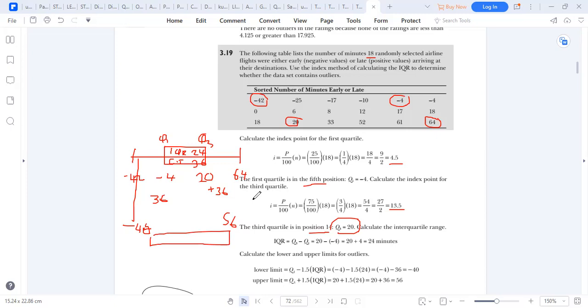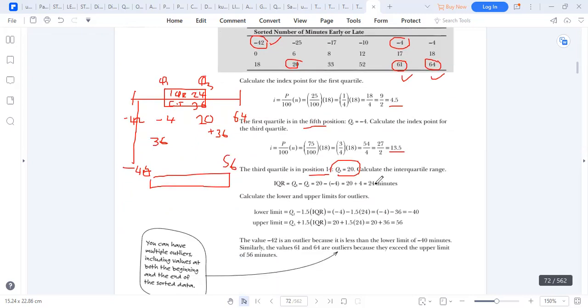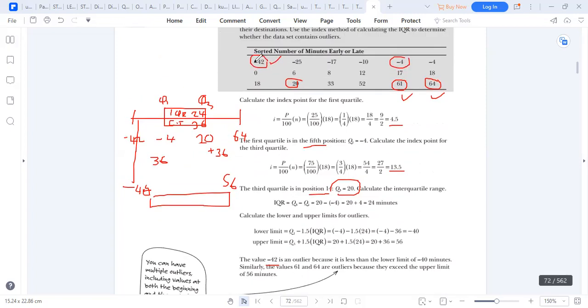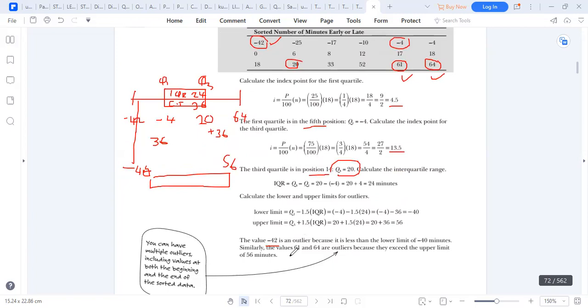61 and 64. Sure. Only? Which one are out? Yes, outside. Okay, it's negative 42 that is outside, 61 and 64. So you're going to have 3 outliers. We can see that negative 42 is below the extreme lower value, and on the upper side, 61 and 64. So these are our 3 values. So it's not always that it's going to be 1.